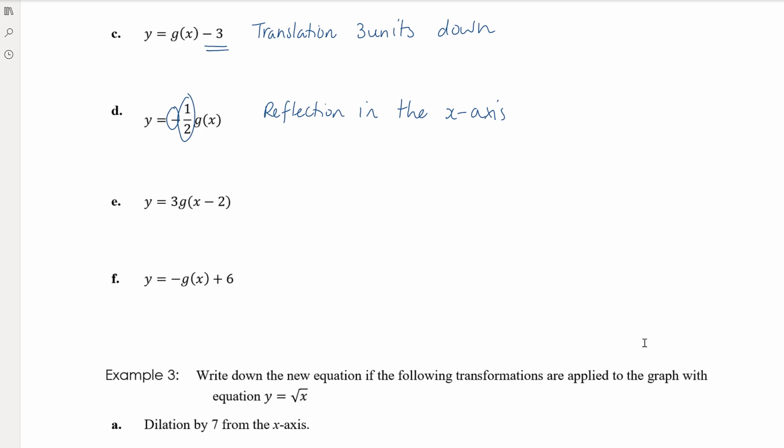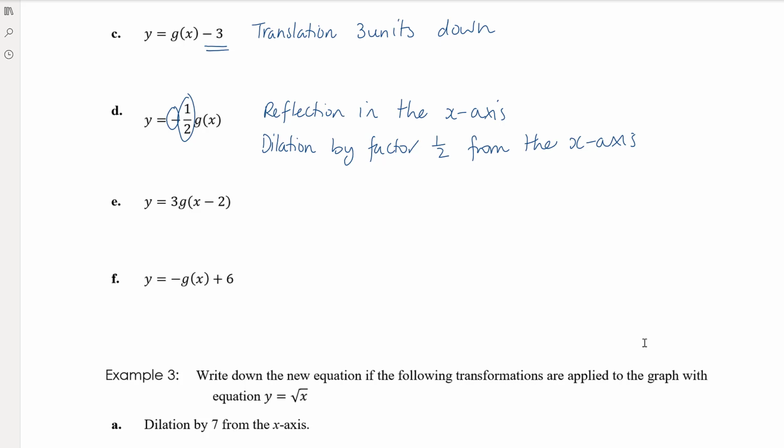So reflection in the x-axis, and then we also have dilation by factor 1/2 from the x-axis. Okay, so again, we can't dilate in an axis. You wouldn't stretch in a line. You stretch away from a line, or in the direction of a line, or parallel to a line. Okay, we'll stick with away from a line for now.